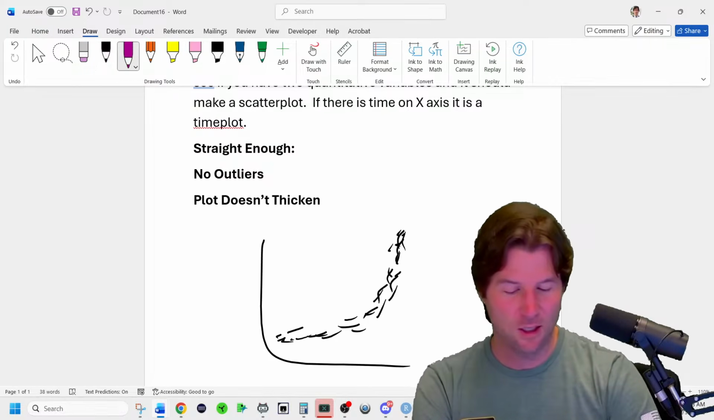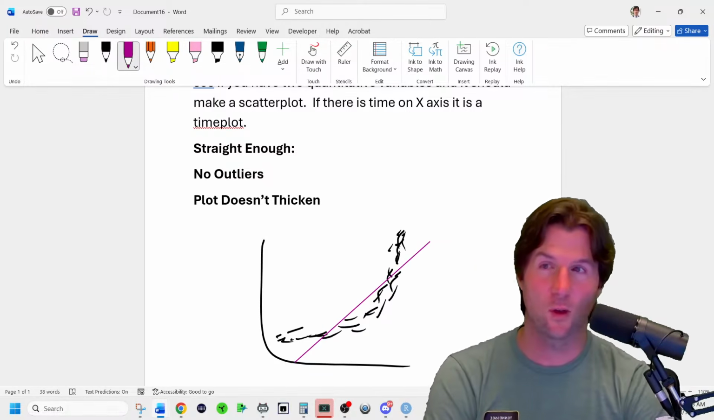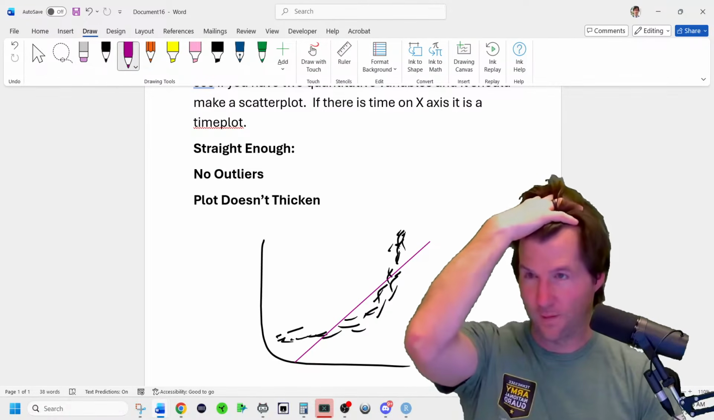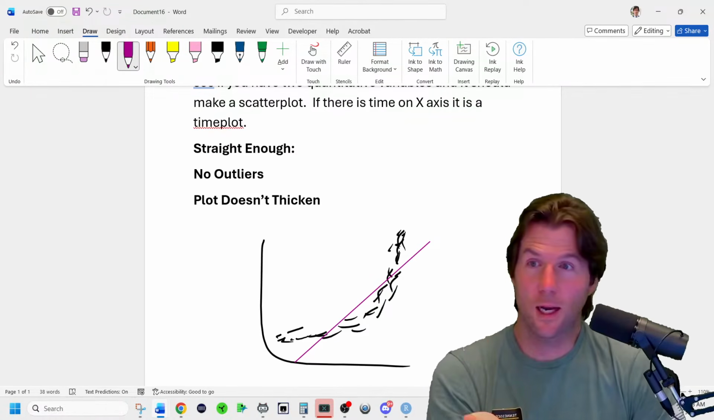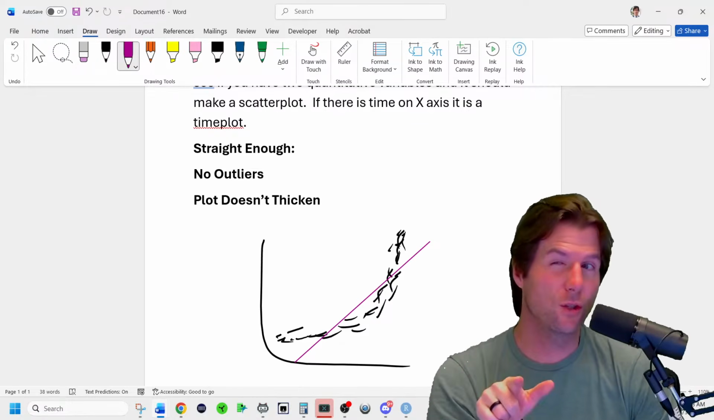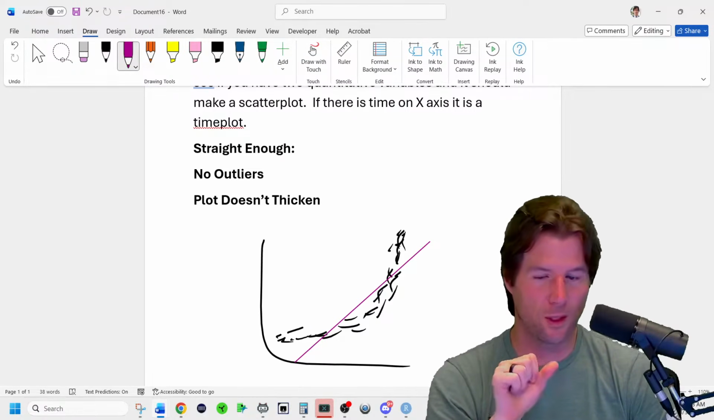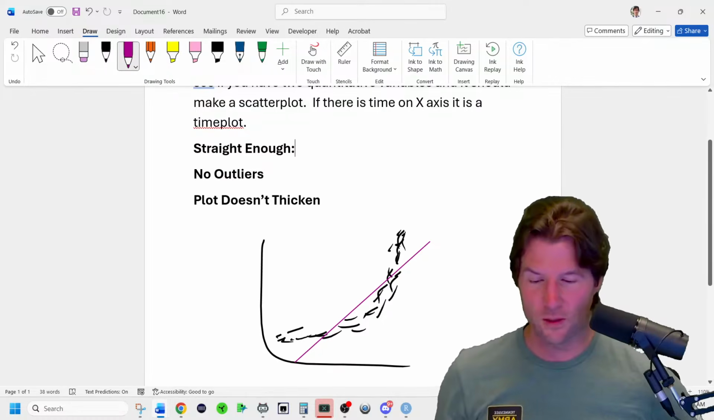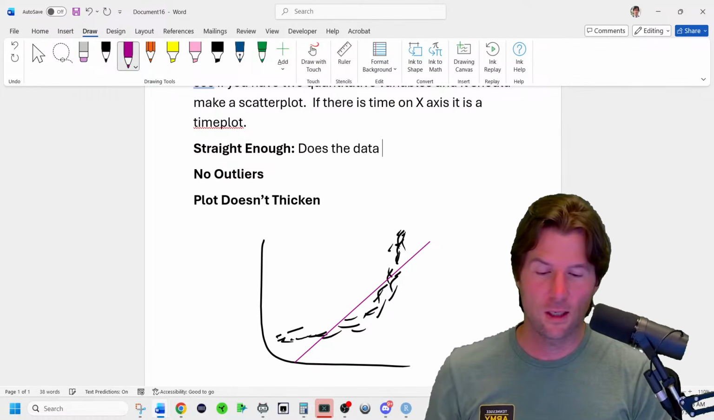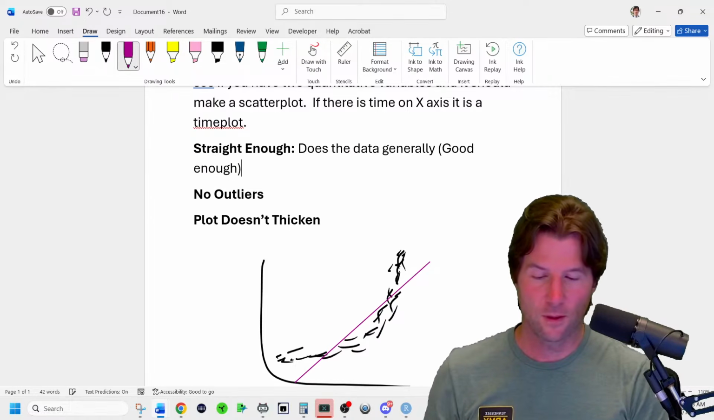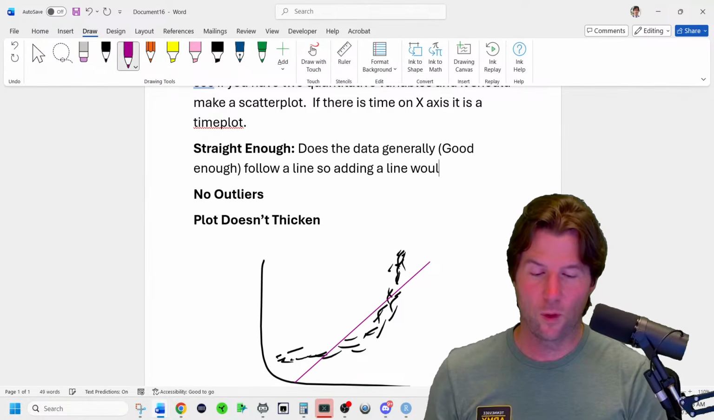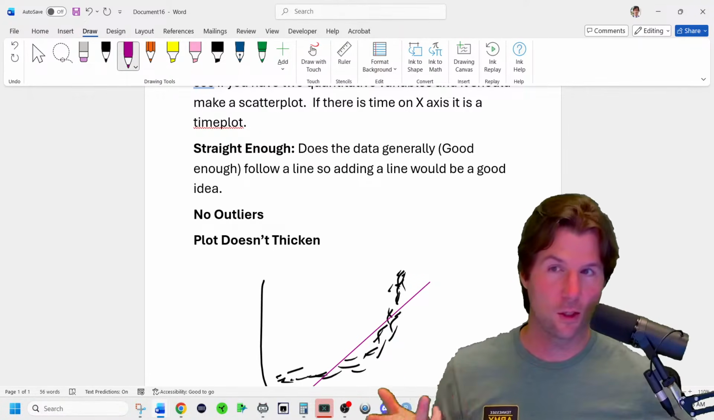Now, can we fit a line to this, yes or no? Can you fit a line to that, yes or no? Can you? Yeah, you can just add a line to a scatter plot. Should you? The answer is no, because it doesn't really follow a linear relationship. So straight enough means, does the data generally, good enough, or straight enough, follow a line? So adding a line would be a good idea to model the data, to show what it looks like.